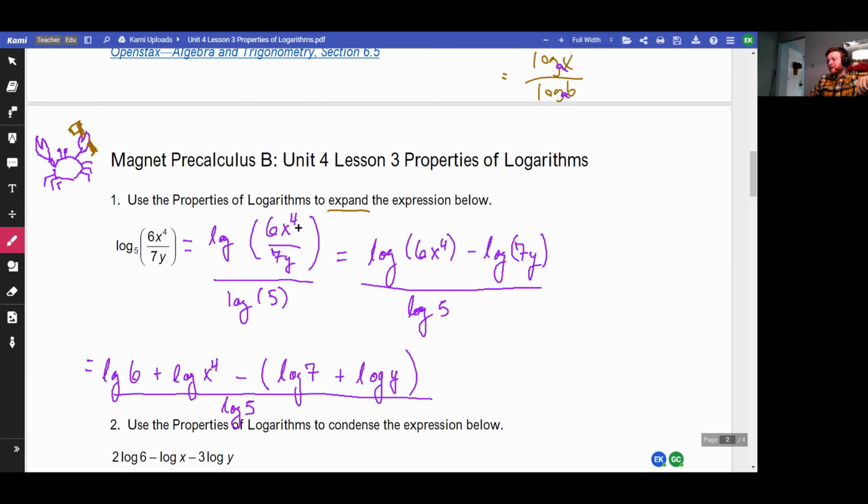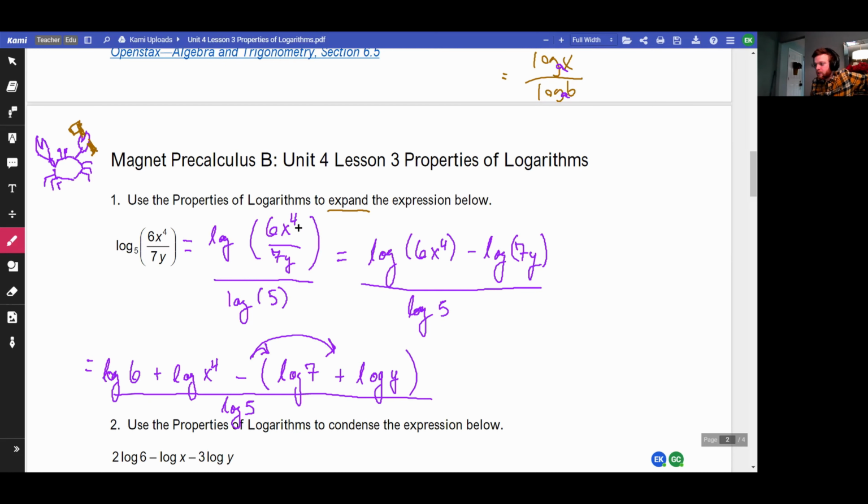Mr. Kirk, I very much appreciate that you threw those parentheses in there, because I know that it's a common mistake to split up that log 7y into a minus log 7 plus log y. Only the first thing. But we need to remember the distributive property, right? That minus is hitting both.